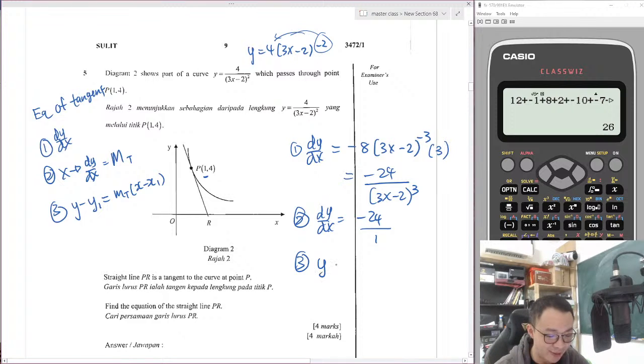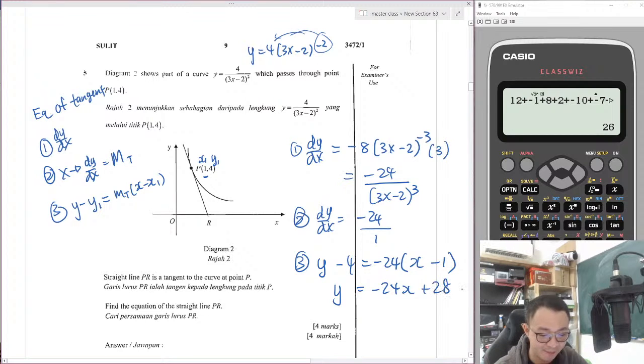So y minus, my y coordinate will be my y1 and x1 here. So y minus 4 equals negative 24, and then here should be x minus 1. Then we should be able to get the answer really quick. So this is plus 24, plus 28.